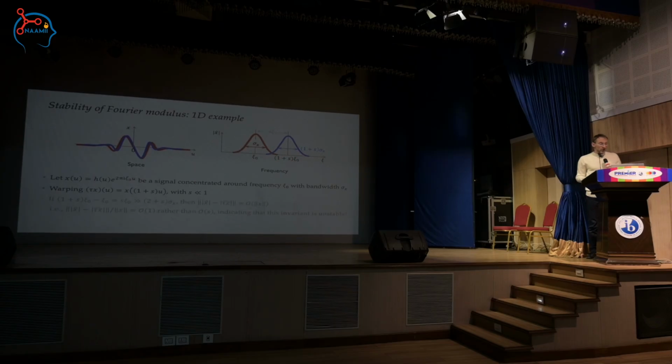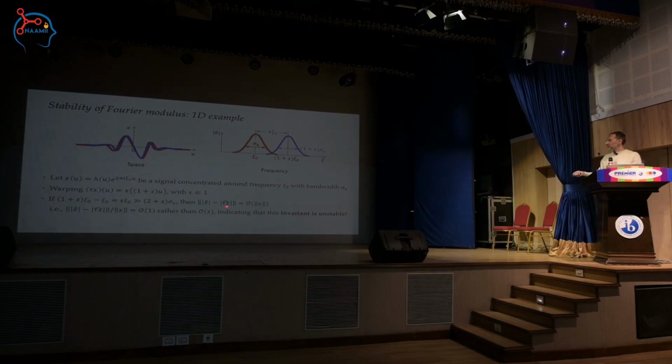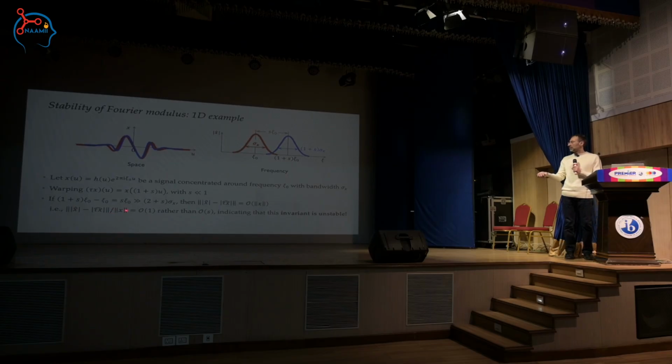I can choose these parameters in my construction, s and psi naught, in such a way that the difference between the Fourier transform moduli will be large, of order of 1. You can see it here: they are completely non-overlapping. So the relative change in my nonlinear invariant is of order 1, no matter how small the initial error of this tau is. It means that this invariant is unstable.